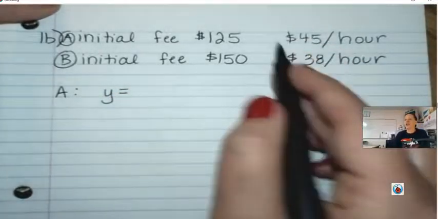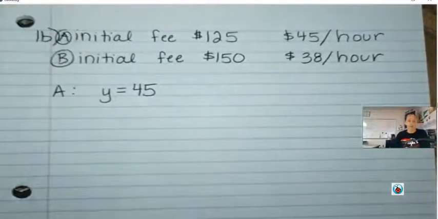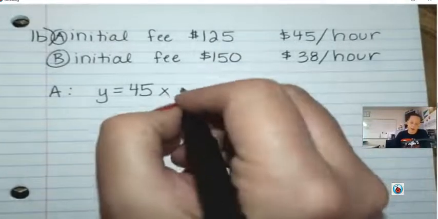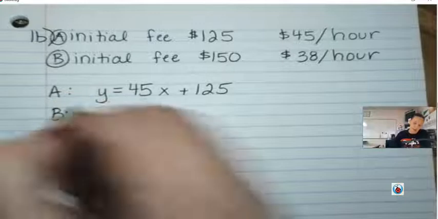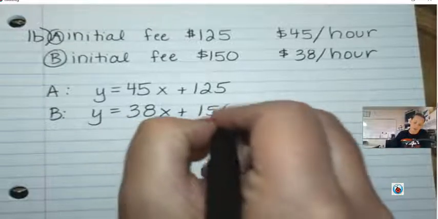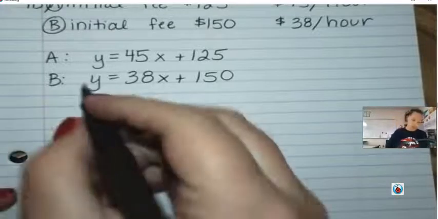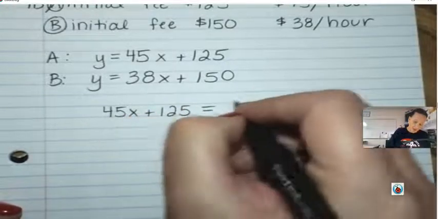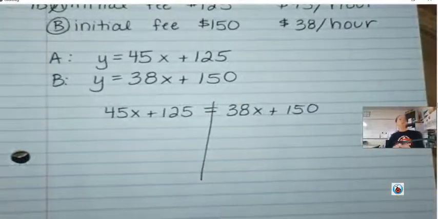The slope is what keeps changing per something, so that's $45 an hour, so 45. Then we put an X, and then the starting rate. They start at $125. You'll never pay less than $125. And then electrician B, $38 an hour plus their initial fee. If you want to do this by hand, it'll be 45x plus 125 equals 38x plus 150. Go ahead and solve for x.